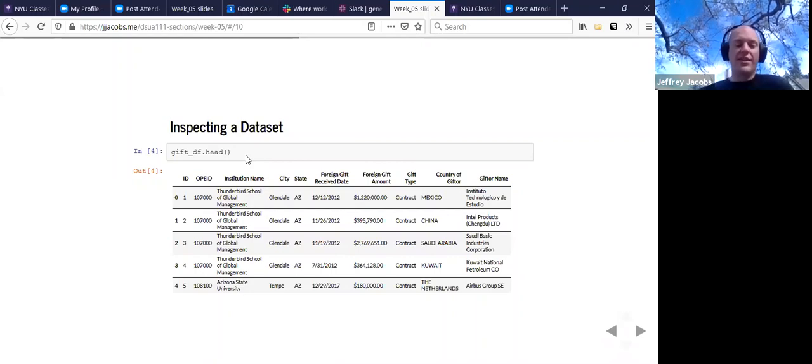Going back to that tidy format thing, we see that each row represents a gift and each column is a property. Gift amount is the property of how much it was, and country of gift is a property of what country it was from. Institution name is what institution it was given to, and so on and so forth.